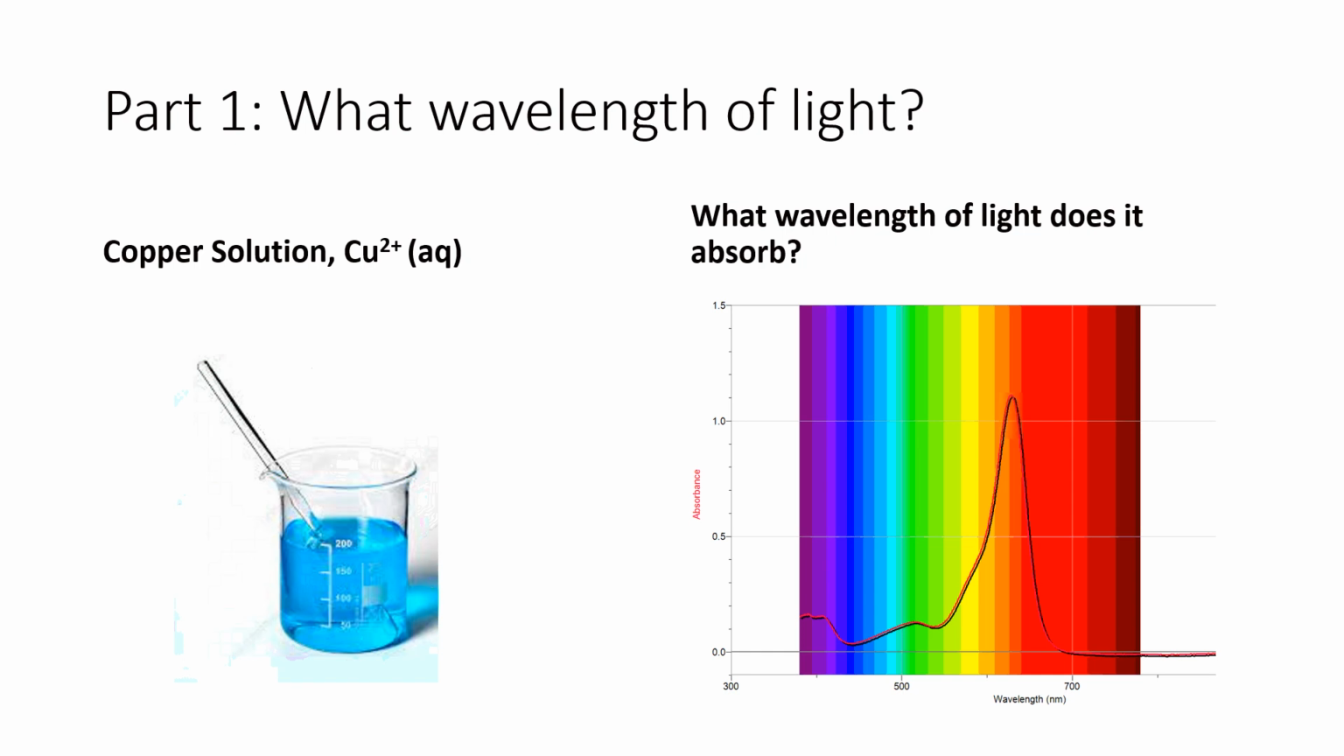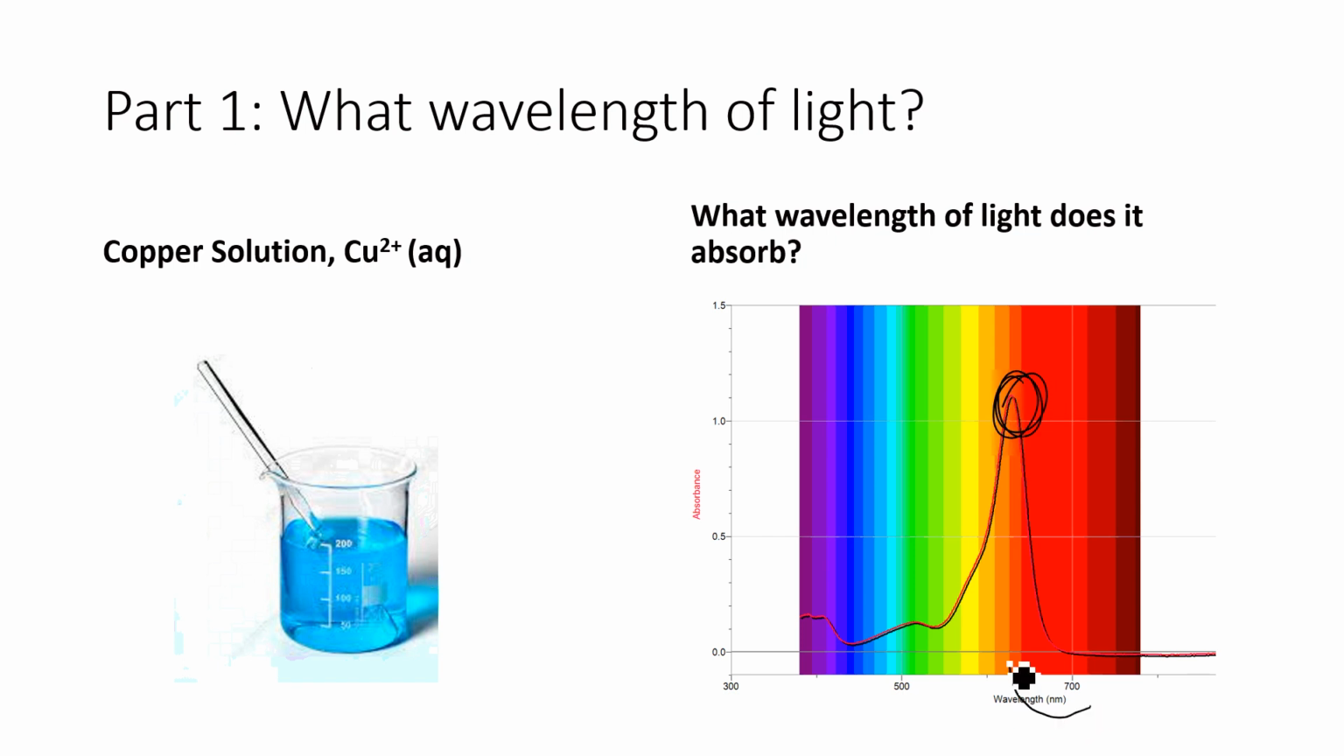Step one before we can use our spectrophotometer for this lab is we have to figure out what wavelength of light our solution will absorb well, because different colors of solution will absorb different wavelengths of light. So we set up an experiment where we took a copper solution, which is blue, so aqueous copper ions are blue, and we put them in our spectrophotometer and measured absorbance versus wavelength. And we'll notice here that our blue solution absorbed really well right here in this region.